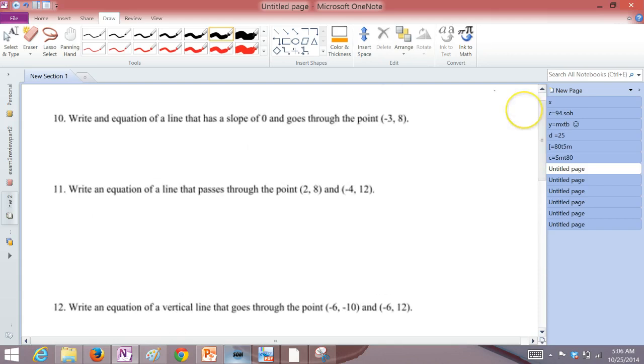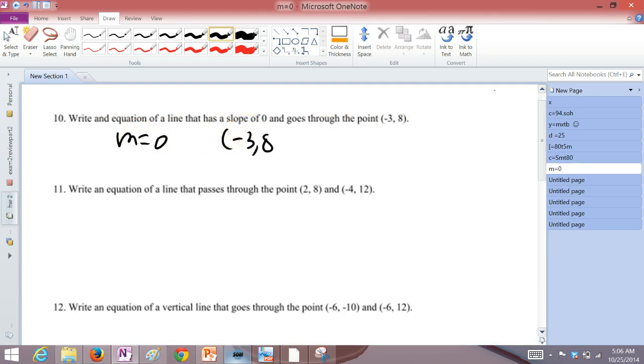Let's keep going with this. Write the equation of the line that has a slope of 0 and goes through the point negative 3, 8. If m is 0 and it goes through the point negative 3, 8, I think it's best to visualize it. So negative 3 for x, positive 8 for y.